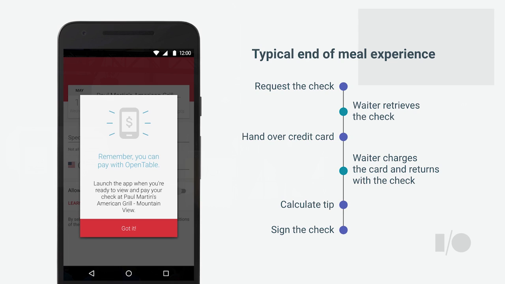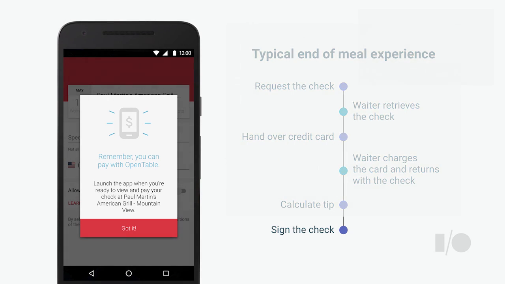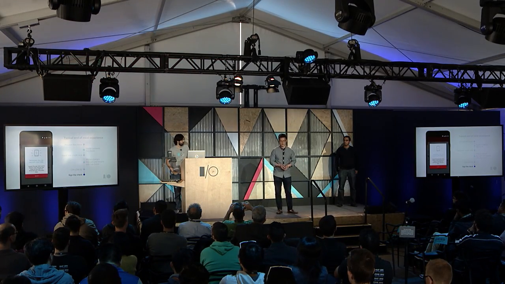The typical experience usually starts with the end of the meal, and you request a check from your waiter. Your waiter then goes to the point of sale, prints it out, and hands you the check, and then you hand your credit card over. The credit card gets run, and the waiter brings the check back. You have to do some mental math quickly to calculate the tip, and then you finally sign the check. With payments on OpenTable, we're really trying to eliminate all those steps except for the last one. So all you have to do now is simply tap to pay.